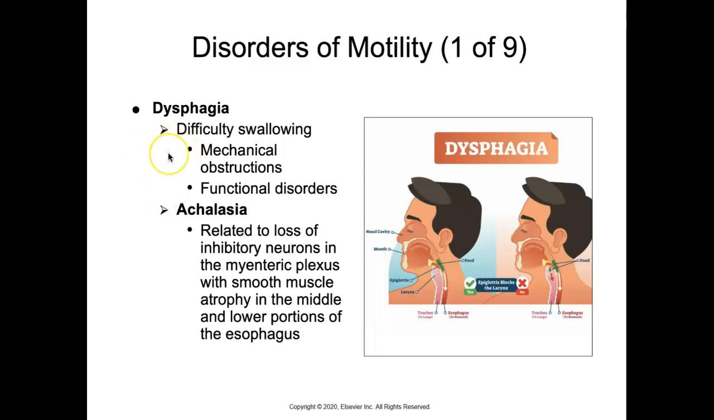So when we talk about mechanical obstructions, it means that it could either be more intrinsic, meaning it's in the wall of the esophagus. So this could be in the form of a tumor or a stricture. Maybe there's some type of herniation or an outpouching of the esophagus. Or it could be more extrinsic, meaning we have something external to the esophagus that is pushing on this tube. And typically that's going to be a tumor.